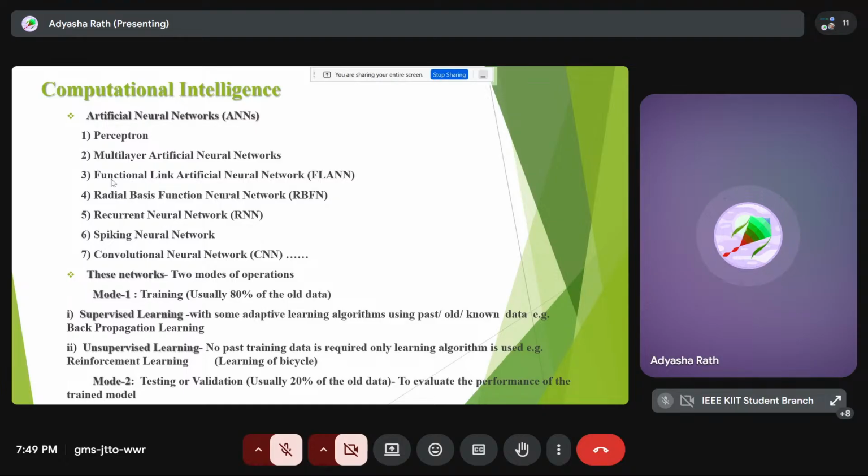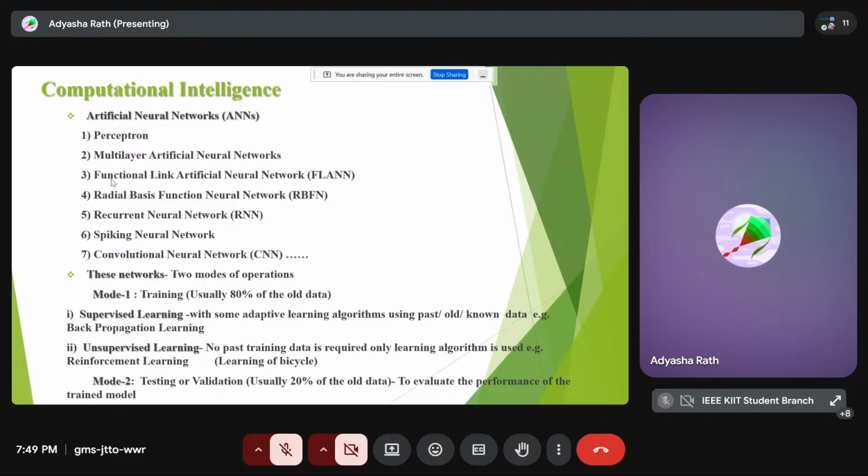Then second, we have different types of operations. First one is training, second is testing or validation. What is the meaning of training? There are different types of schemes like 80-20, 70-30, then K-fold. So when someone asks you what is the difference between 70-30 and 80-20 and which one is better, what is your answer? Your answer should be that 80-20 will be better.